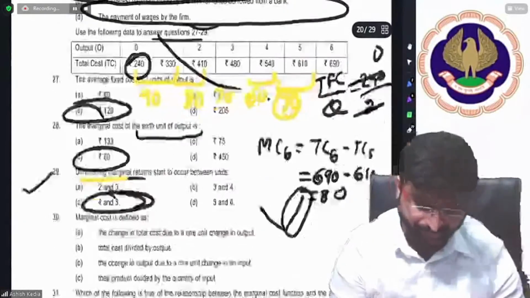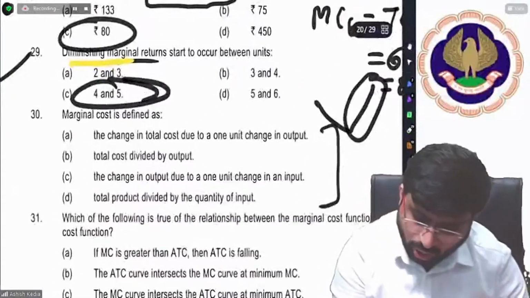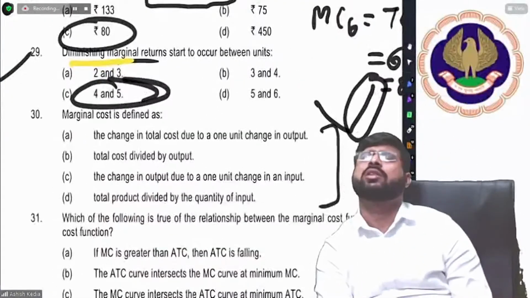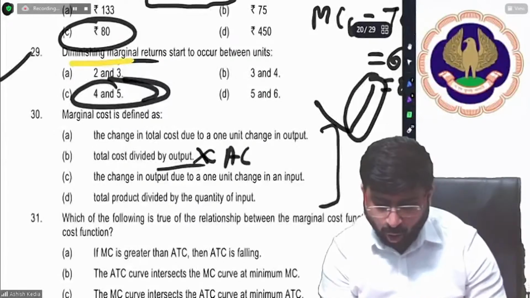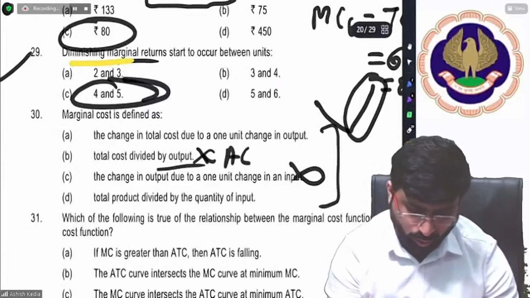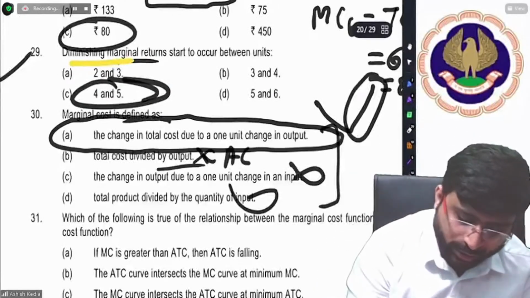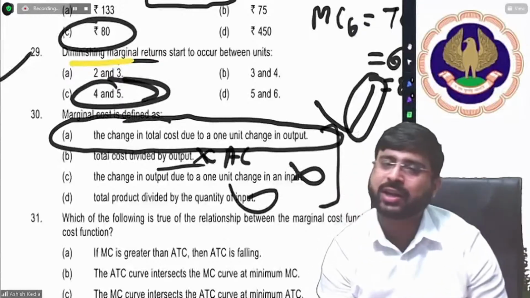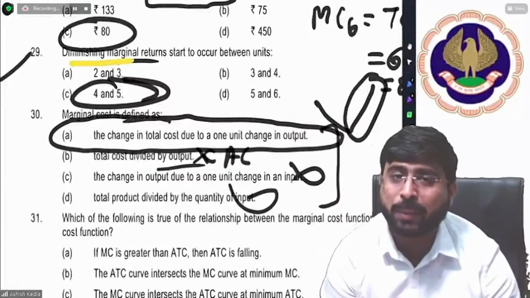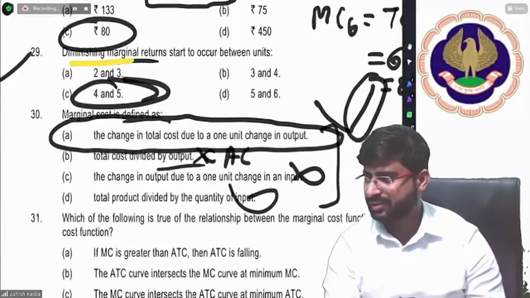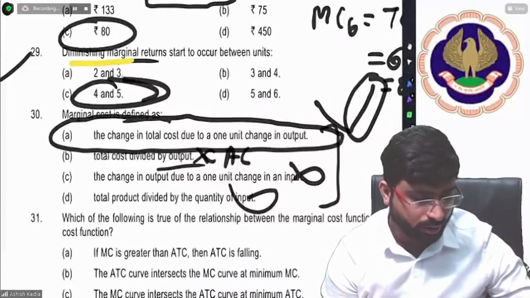Got it. Now, what is marginal cost defined as? Change in total cost due to 1 unit change in output. Seems all right. Total cost divided by output, no, that is average cost. Change in output due to, no. Total product divided by quantity of input, no. The change in total cost due to 1 unit change in output. That is the perfect definition. And hence 30 part A will be our answer. Acha, sir. We have got the concepts.